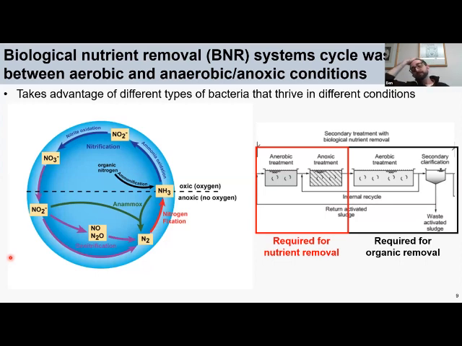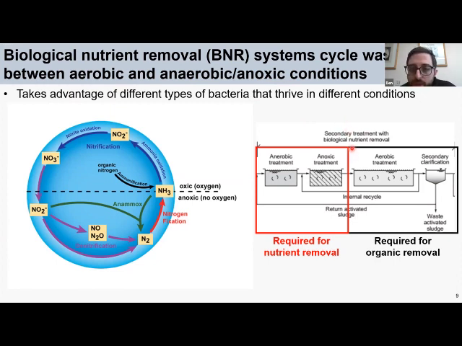So biological nutrient removal requires cycling the wastewater through aerobic and anaerobic or anoxic conditions. And what that just means is aerobic means there's oxygen in the water. Anaerobic and anoxic means there's no oxygen in the water.